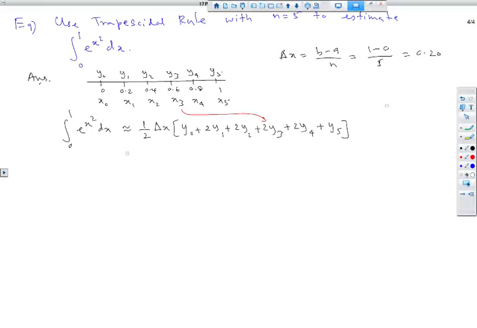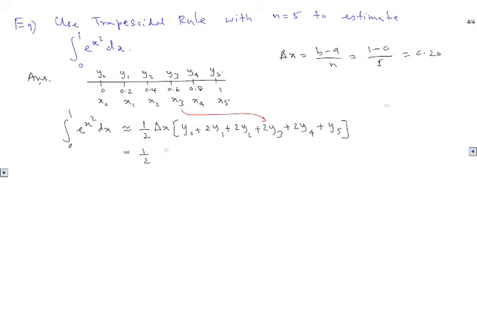So we're going to get 1/2 delta x. You already calculated that, that's 0.2, and then we can do the y values. So it is e to the 0 squared plus 2 times e to the 0.2 squared, and then 2 times e to the 0.4 squared, and then 2 times e to the 0.6 squared, and then 2 times e to the 0.8 squared, and then e to the 1 squared. So that's what you get.